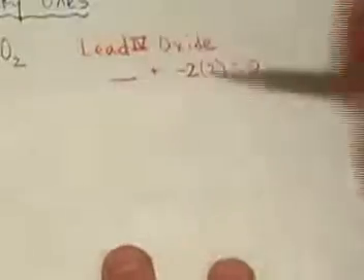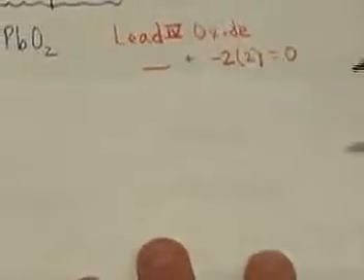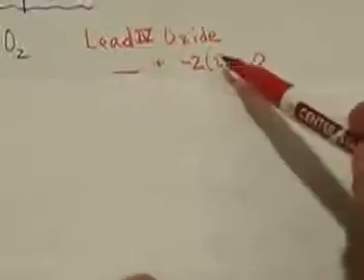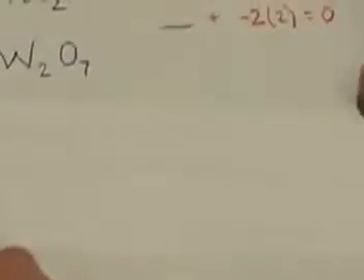Now, if you just dropped and swapped it, you would have put lead 2 oxide and you would have been incorrect. That's why this is a tricky one. So be careful. Always write your equation like this to figure out what the charge of the cation is. Don't just drop and swap them. It works sometimes, but not all the time. Writing the equation always works.